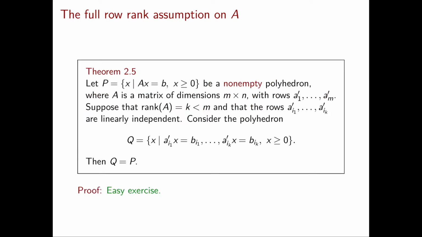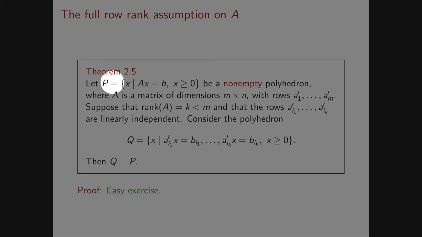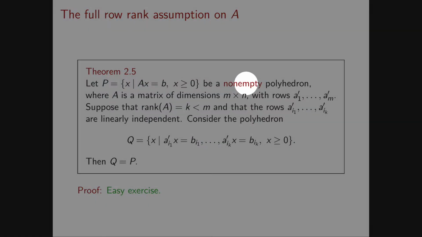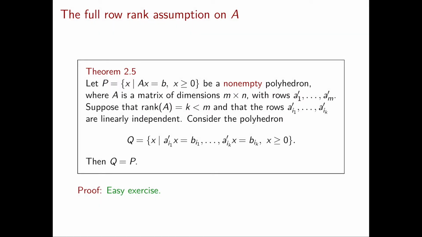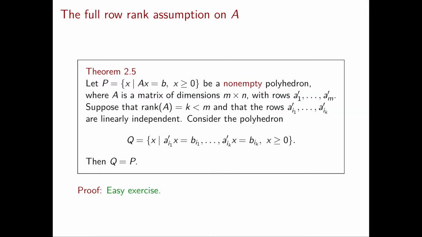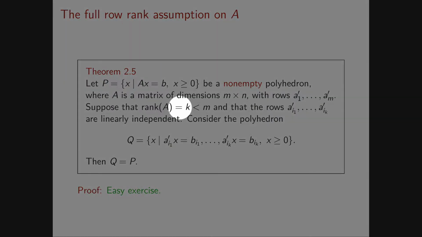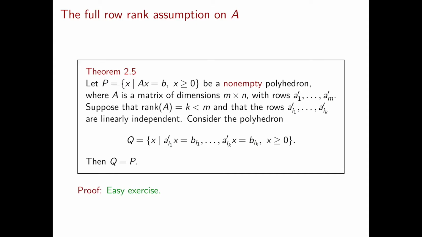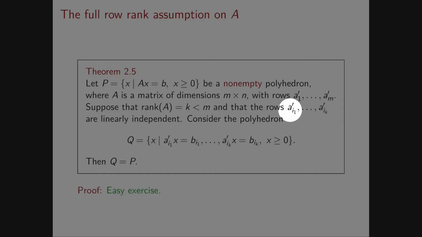Here's the formal statement. Let P be our standard form polyhedron and let's assume that it's non-empty. Let's assume that A is an m by n matrix and denote the rows by a1 transpose until am transpose. Let k be the rank of A and assume that it's strictly smaller than m. Let's define indices i1 until ik so that k rows that are linearly independent are a_i1 transpose until a_ik transpose.